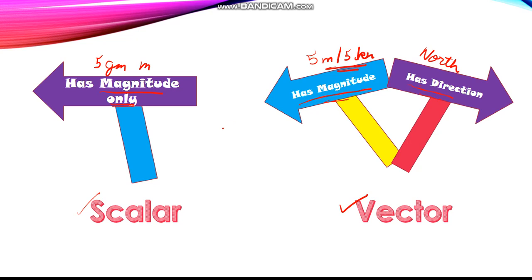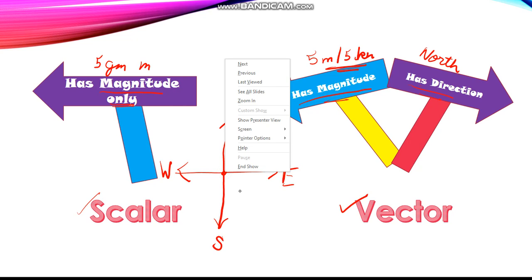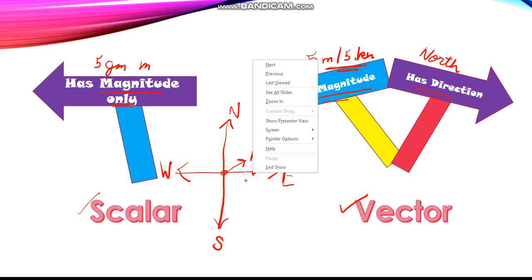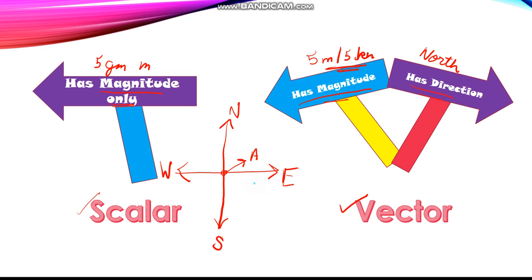Okay, now I'll give you an example which is the introduction for our first scalar and vector quantities. Okay, so this is north, this is south, this is east, and this is west. So if I'm standing on this point, this point is point A. I want to go to point B. This is point B, right?